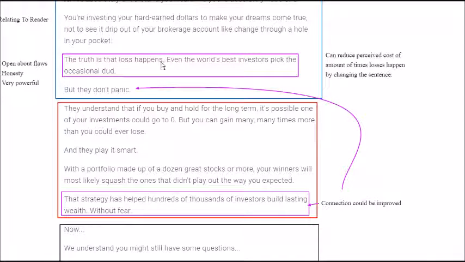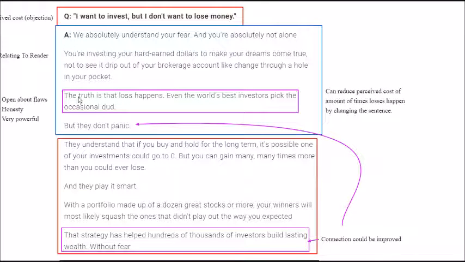So, the truth is that loss happens. This is saying that it always happens. If you just say the truth is that loss can happen, then that means it doesn't always happen, which increases desire, right? So that's just a better way to say a sentence without lying. And by the way, if you think that's manipulation or whatever, then I don't know what to say, because it's just commanding the English language, right?